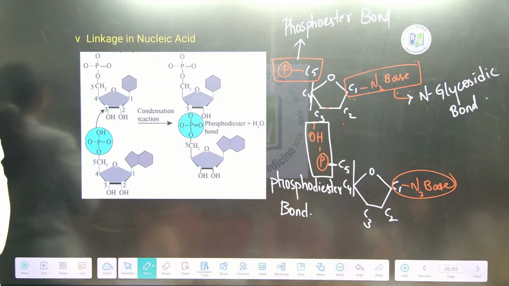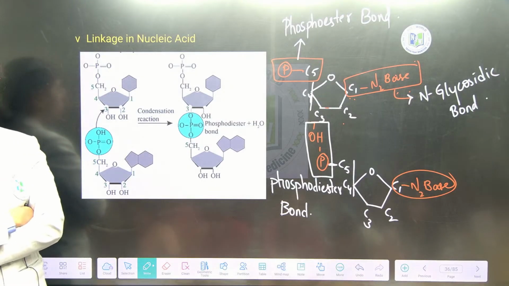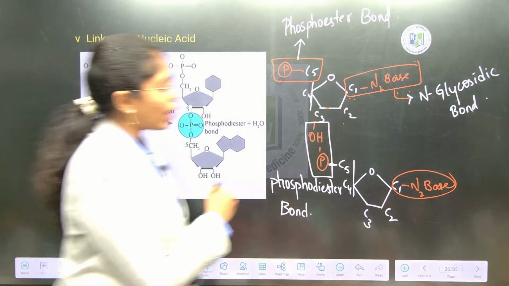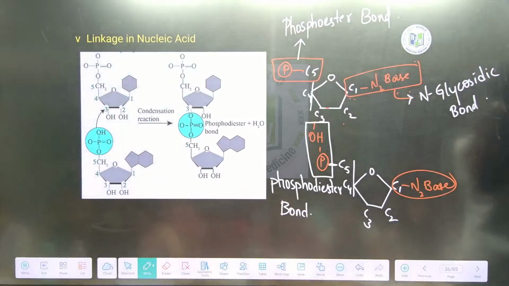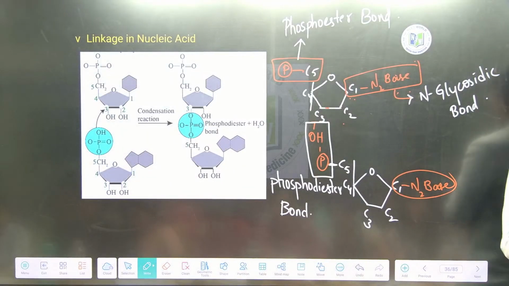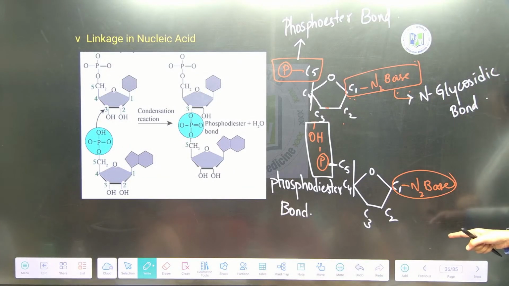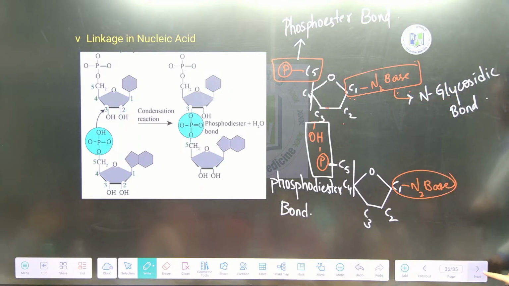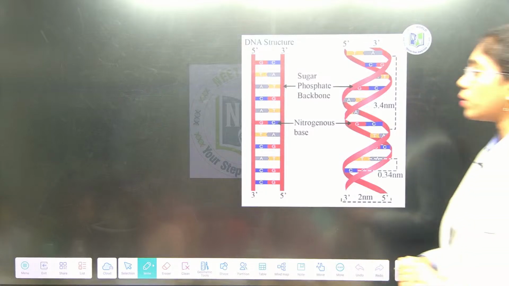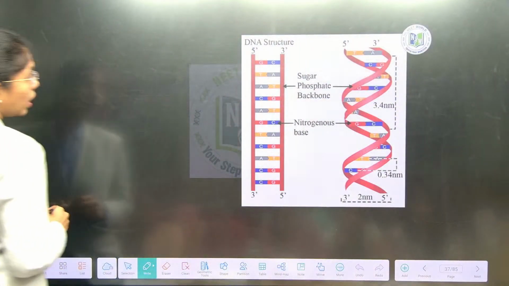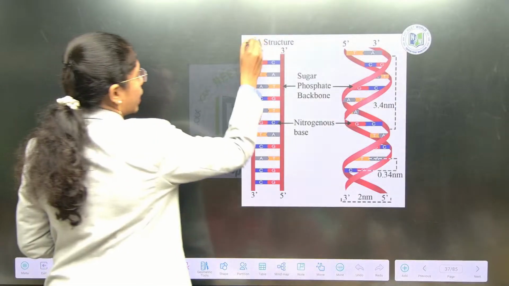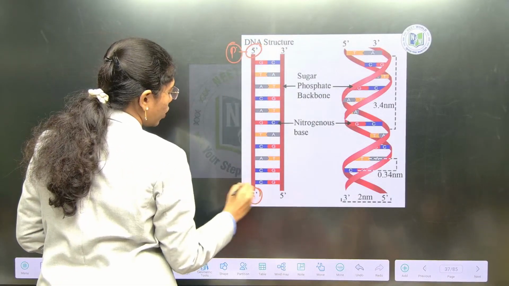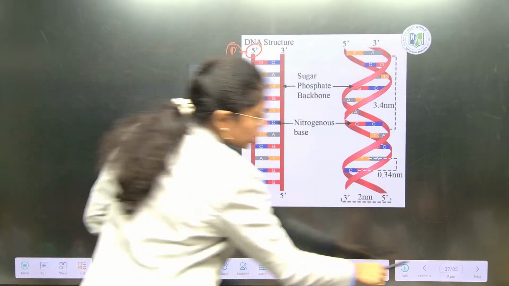Understood, everyone? Now, to form a double-stranded DNA, you have to get to know about the double helical model of the DNA. This is clear, no? How a polynucleotide chain is formed. Two nucleotides are connected by phosphodiester bond. And then here you observe, at 5' end, what is present? Free phosphate group is present. At 3' end, OH group is present.